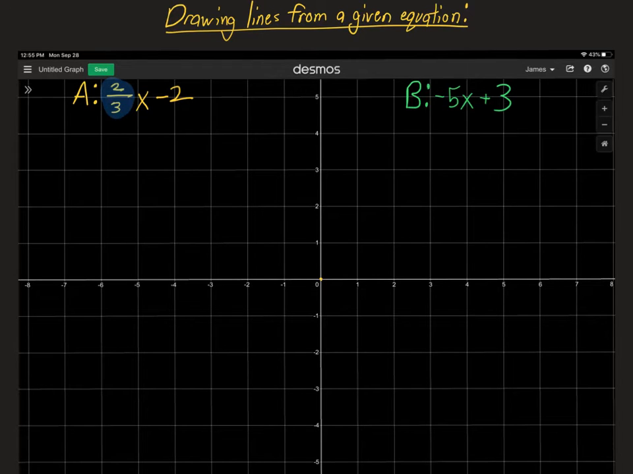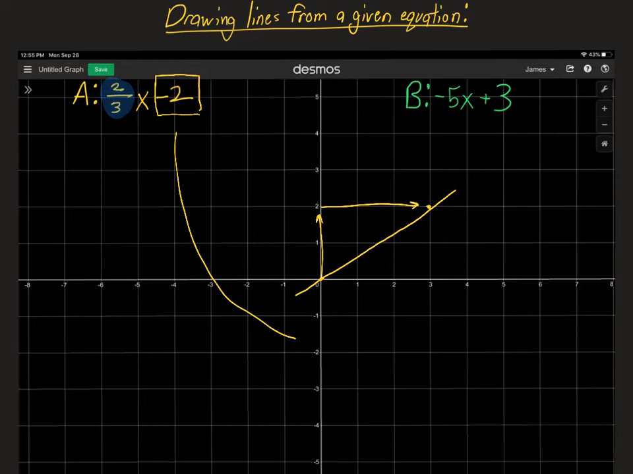Well, I could start at 0. I don't really know where else to start from, so if I start here and then I count up 2 and over 3, I could start with a line right here. But there's really two things going on. Number one, I didn't include my y-intercept. My y-intercept is down here. And also, I took a guess on where to start that line. Why would this be a good place to start the line and not anywhere else on the graph?